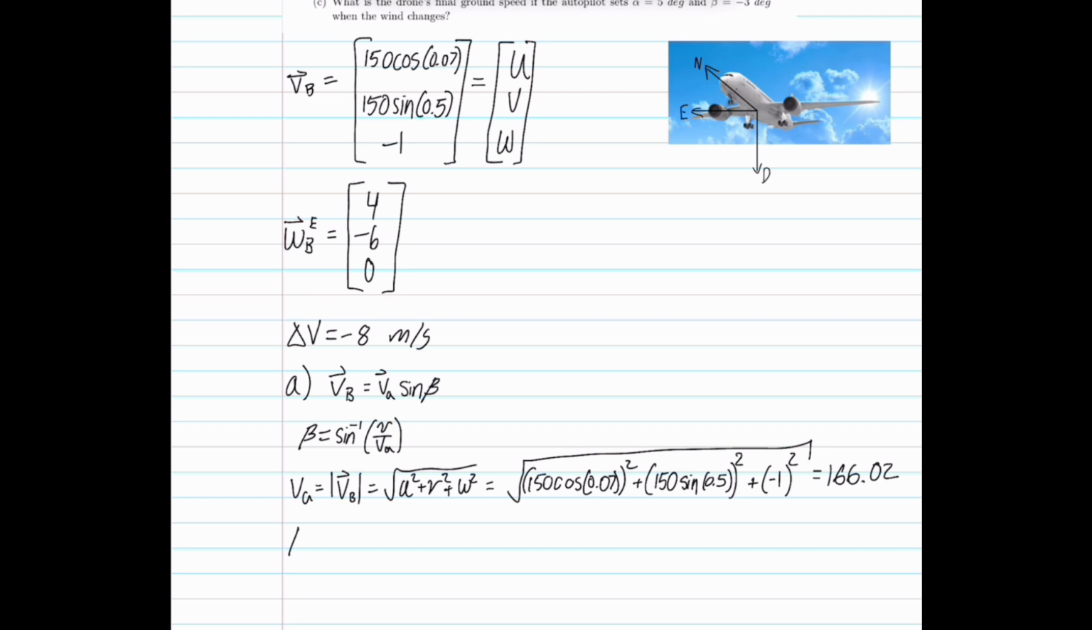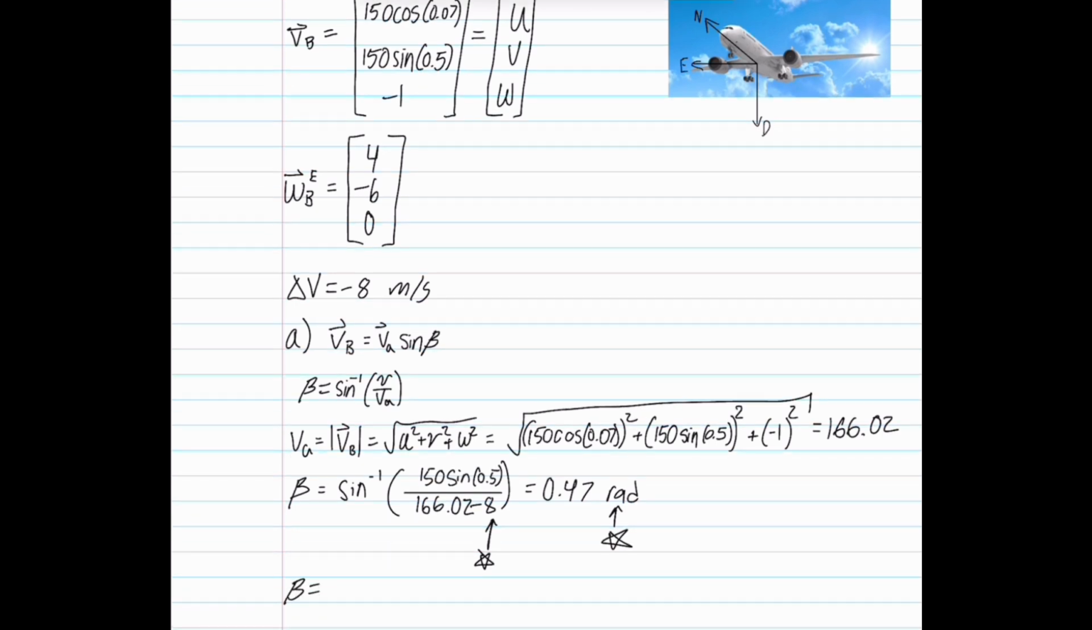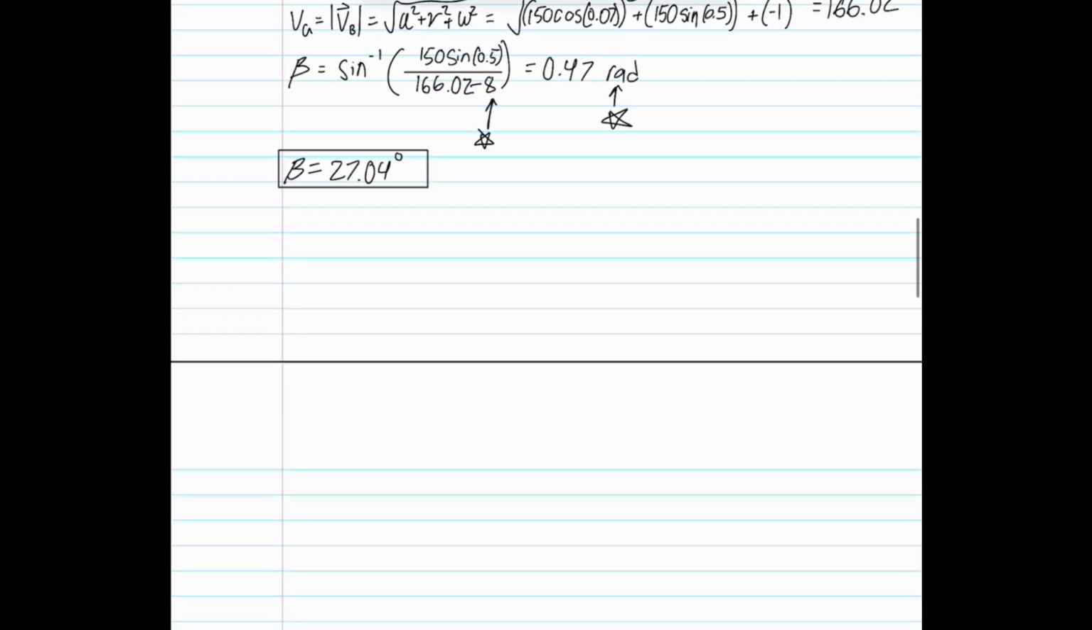We get 166.02 meters per second. So let's plug that into our equation, but we cannot forget about that change in velocity that the pilot did to maintain stability. So let's subtract that from airspeed. We get 0.47 radians, but the problem asks for it in degrees, so let's convert that to degrees, 27.04 degrees.